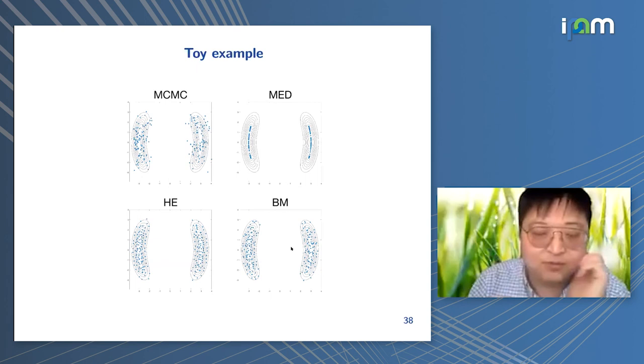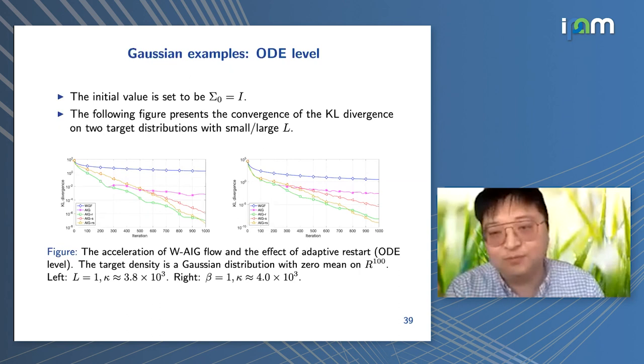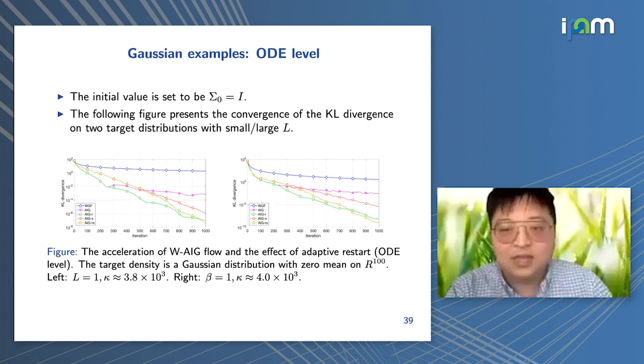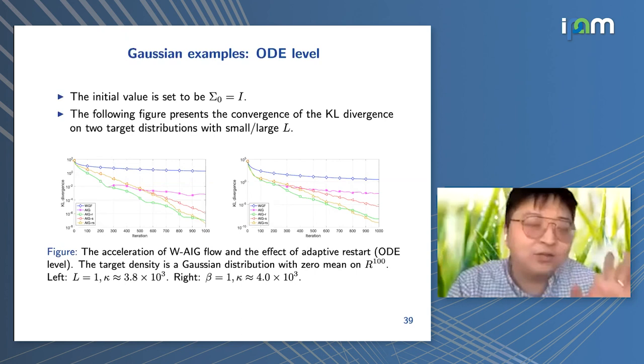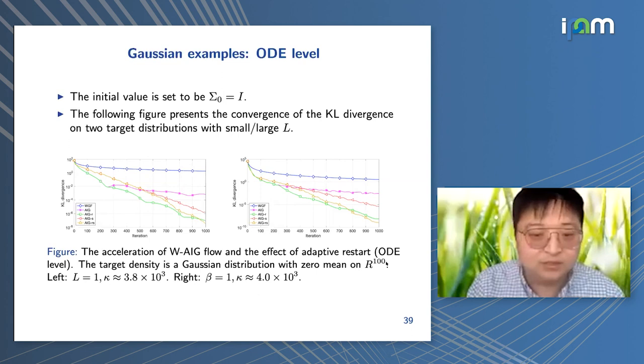Then we do some comparisons. Here we do an ODE level comparison, since the ODE level is very fair when we use Gaussian distributions. Everything stays Gaussian, so we can very fairly compare all the methods: gradient descent, the AIG flows, and the classical overdamped Langevin dynamics. Oh, sorry, the classical one does not stay Gaussian, so it's not fair to compare with it. Anyway, we compare the gradient flow in blue. This is the KL divergence against iteration, on a 100 dimensional matrix function.